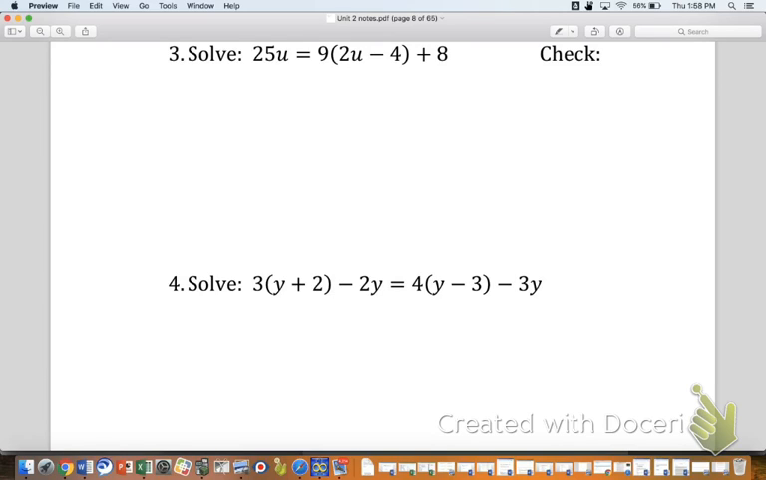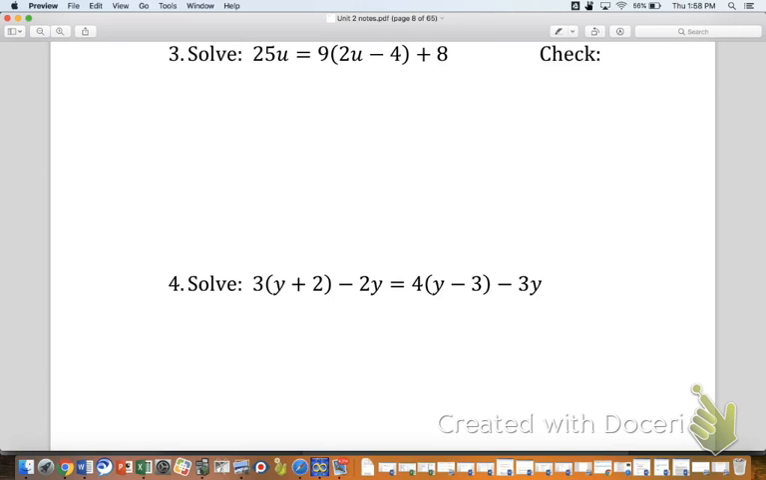You can go back through and look. Did you distribute wrong? I don't think so. That looks pretty darn good. And then 3y minus 2y is 1y. 4y minus 3y is 1y. You subtracted 1y from both sides. I don't see any mistakes in there at all other than the fact that you haven't quite finished yet. We'll get there in a second.